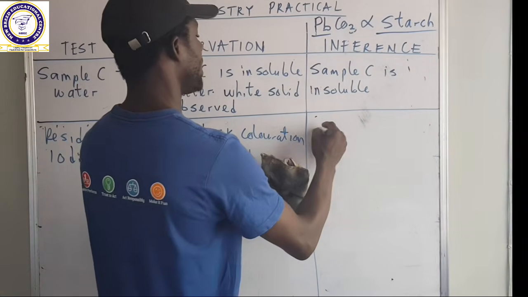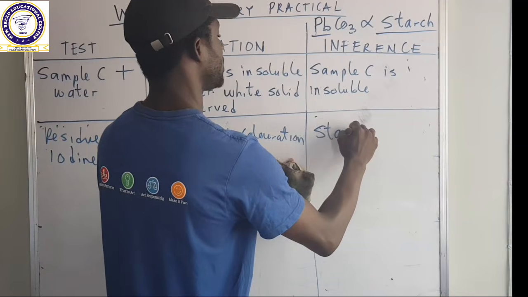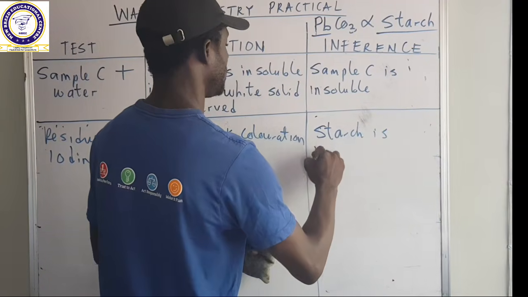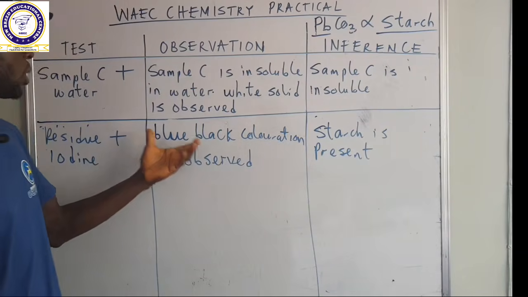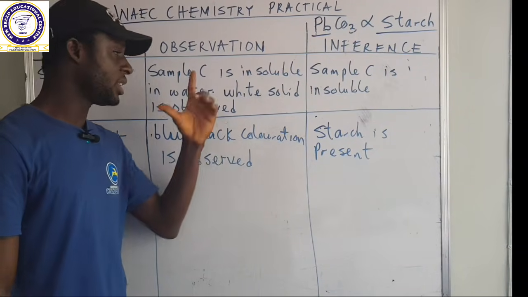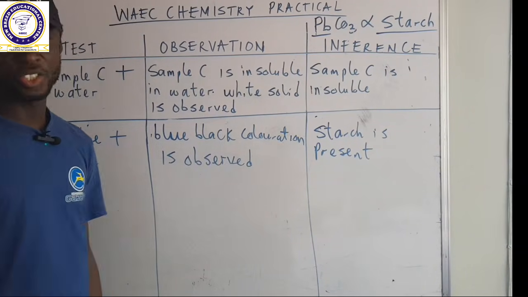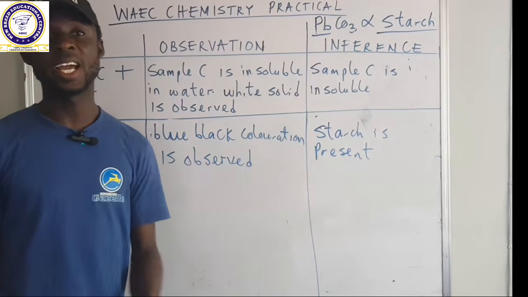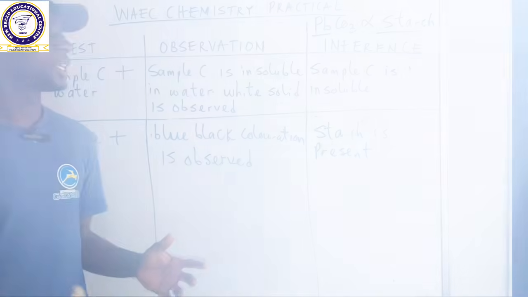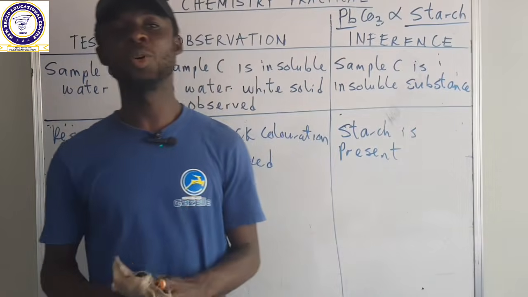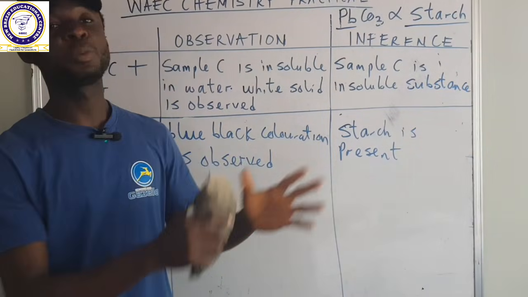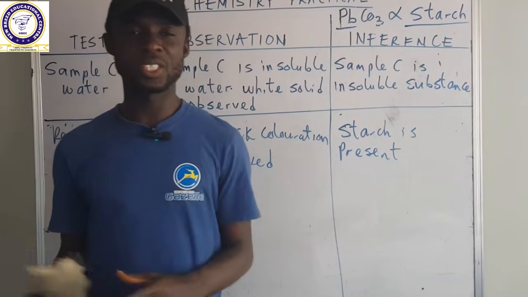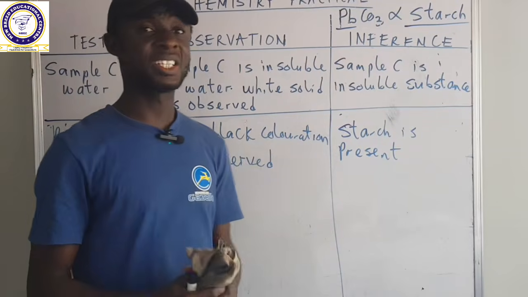So what is going to be our inference? Starch is present, because this blue black coloration is peculiar to starch. And this brings us to the end of this color separation. That is all that has to do with the qualitative aspect of WAEC chemistry practical for 2026. I believe that you understand this concept very well.